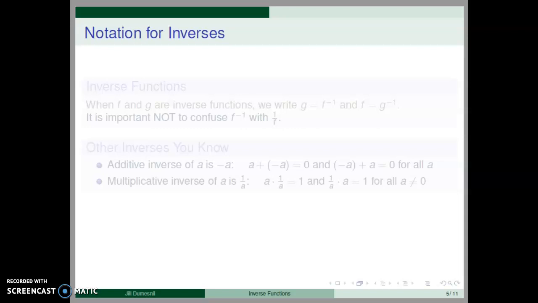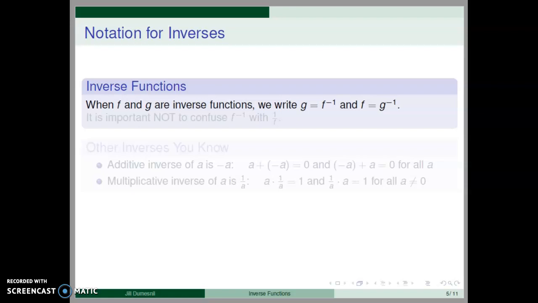As you probably expected, we have special notation for inverse functions. We use a -1 exponent to denote inverse functions. When f and g are inverses, we write g equals f with a -1 exponent, read f inverse, and f equals g inverse. It's important not to confuse f inverse with 1 over f, since a -1 exponent on a real number means to reciprocate. F is not a real number, f is a function, and a -1 exponent on a function means inverse function.